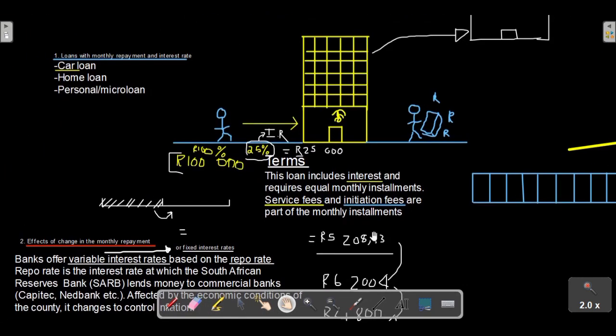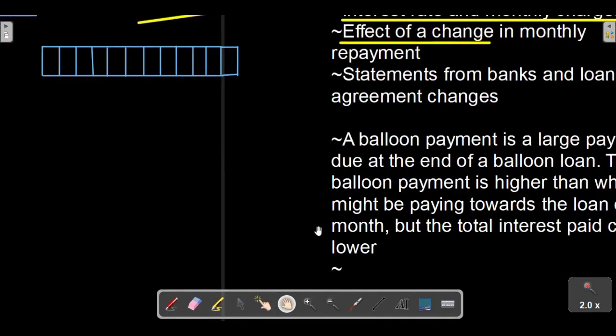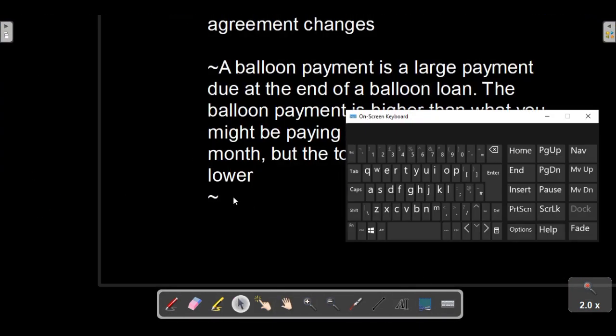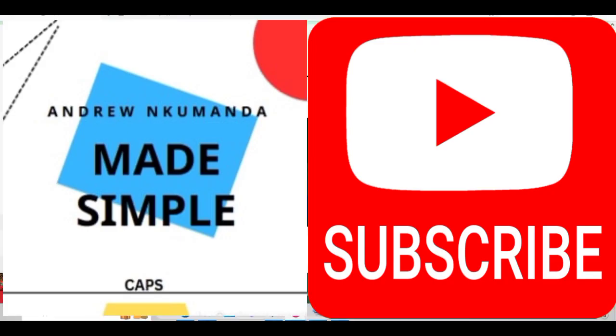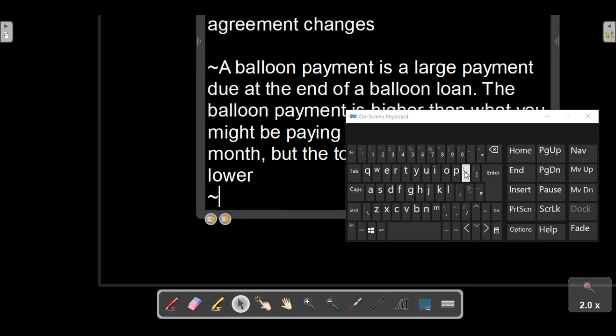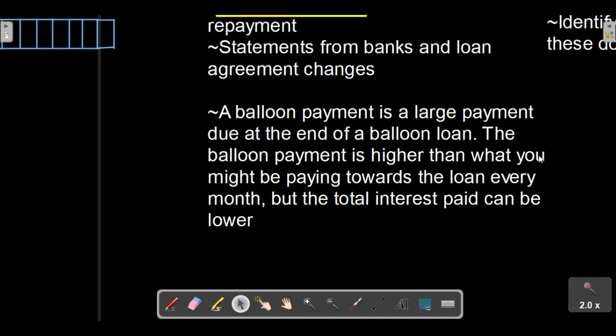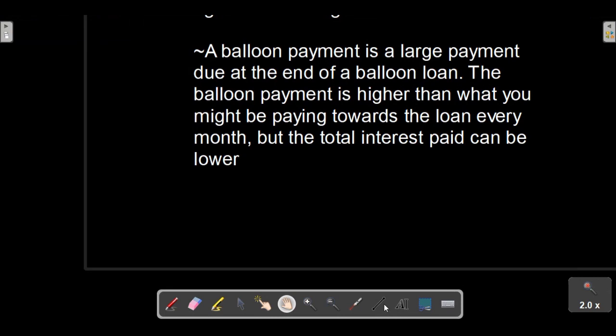Now let's look at some of the conditions that you also have for your loans. You can have something that we call a balloon payment. Okay, balloon payment. Now balloon payment is really simple, the name suggests it as well.